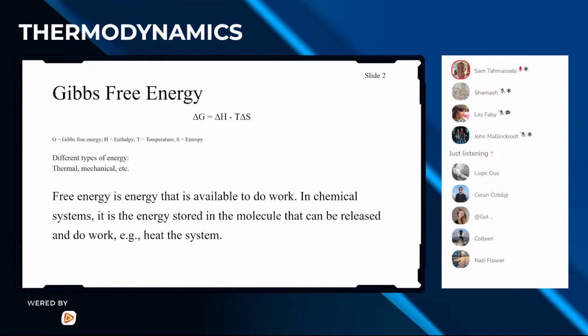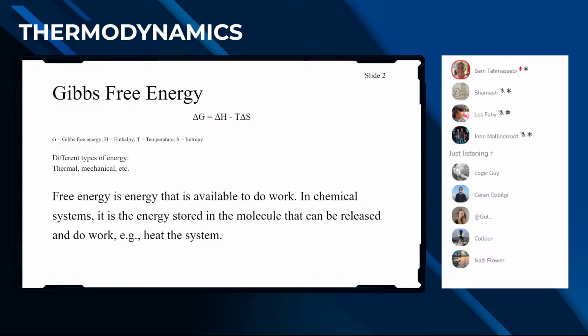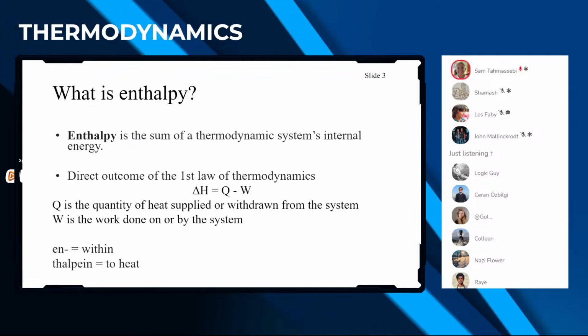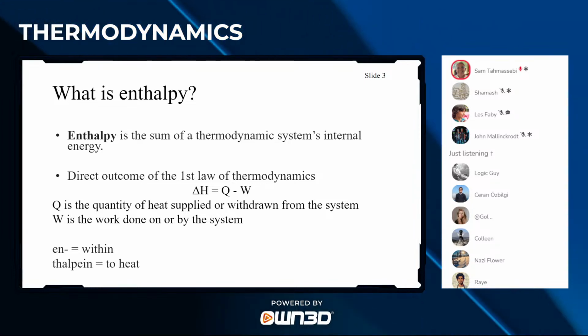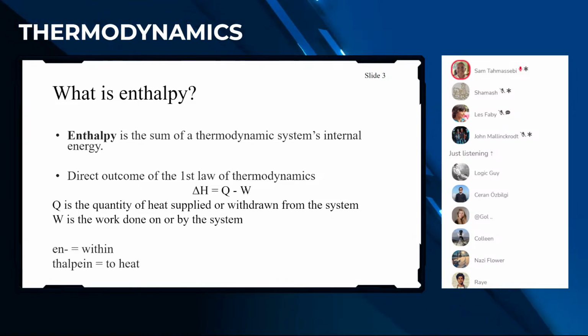So next slide, slide 3, we're going to get into some of the terms that we have heard before, but we may not know exactly what they mean. The first one is enthalpy. This is the H in delta G equals delta H minus T delta S. H is the enthalpy. So what is enthalpy? Enthalpy is the sum of a thermodynamic system's internal energies.